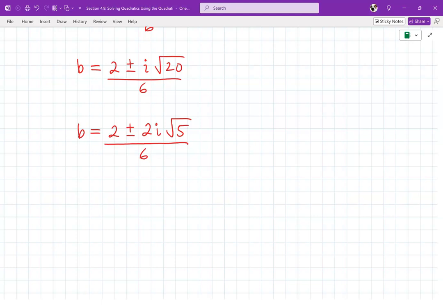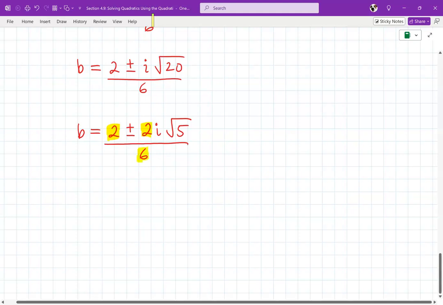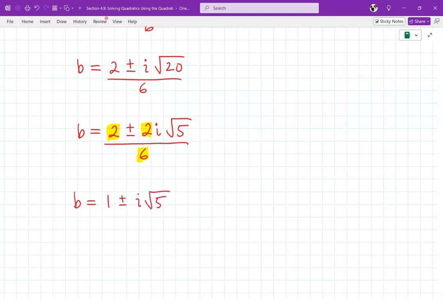Now I'm almost done. You notice how on the top there's a 2 plus or minus a 2i square root of 5, all divided by 6. So 2, a 2, and a 6. What number do they have in common? A 2, 2, and a 6. These right here. A 2, right? This, and this can all be divided by 2. So let's do that, because you can reduce. So that's going to be 1 plus or minus 1i square root of 5. I'm not going to put the 1 next to the i because it's going to look kind of weird. Over 3. And this is your answer.